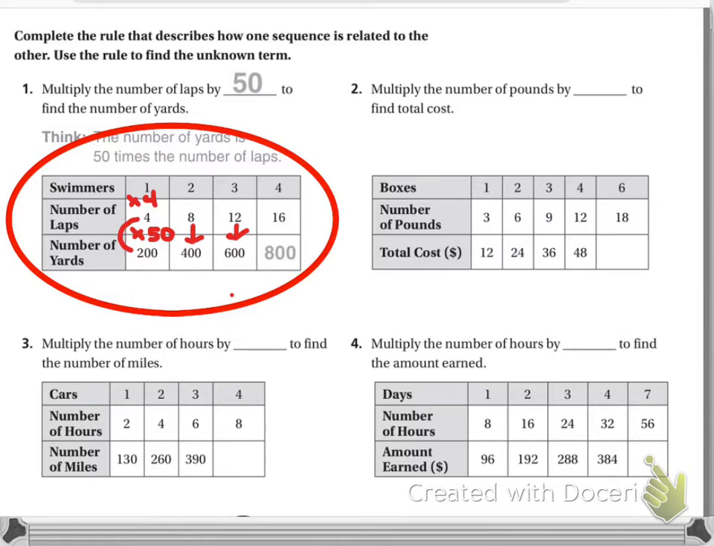Now, is 16 times 50 800? I could always do some side work to check it. 16 times 50, that's 0, 0, 0, 0, carry the 3, and that's an 8. Yeah, so that works, right? So in this pattern, the missing instruction, or the missing step, I should say, is multiply by 800. All right, let's look at the next one.